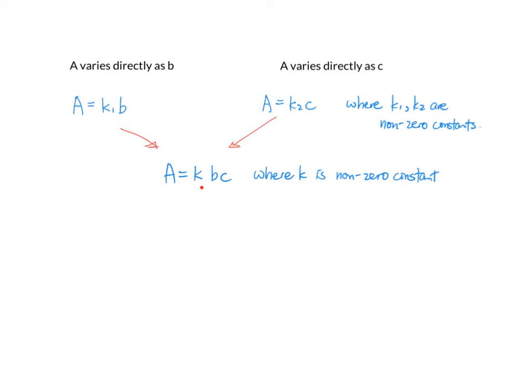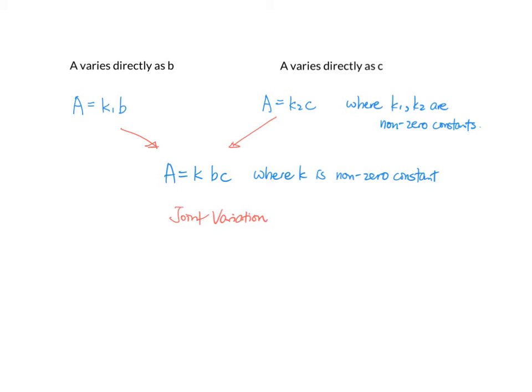If I hold K and B as constant, then you can very quickly see that A varies directly as C. And for some particular value fixed at B, K and B together would be your K2, right? And likewise, if I fix C as some particular value, KC would just be the K1, the non-zero constant. And so in that case, A varies directly as B. This is what we call the joint variation. That is a relationship between three or more quantities.